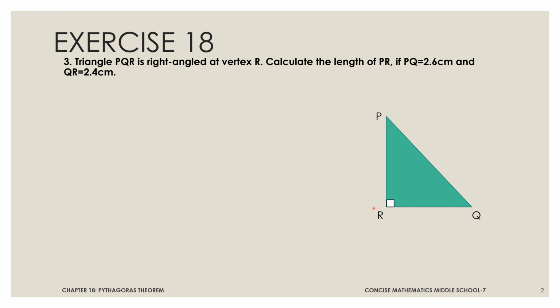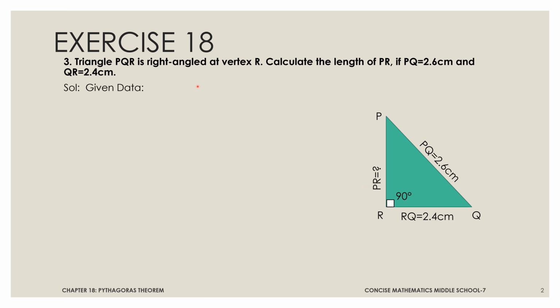So this angle is 90 degree and they are asking us to calculate PR, and here they have given PQ is equal to 2.6 centimeter, that is P to Q. From P vertex to Q vertex, that is this side, the complete length of the side is 2.6, and similarly Q to R, P to R, we need to calculate P to R. So that is where I have placed a question mark, and Q to R they have given as 2.4 centimeter, right? So this is the given data.